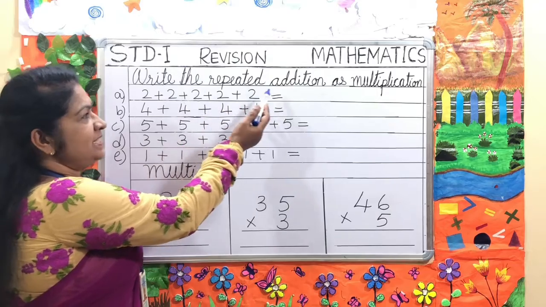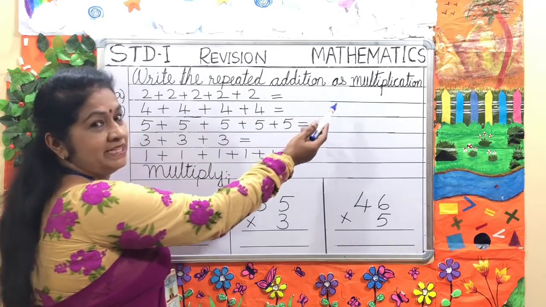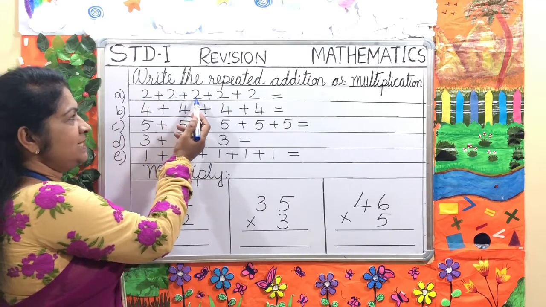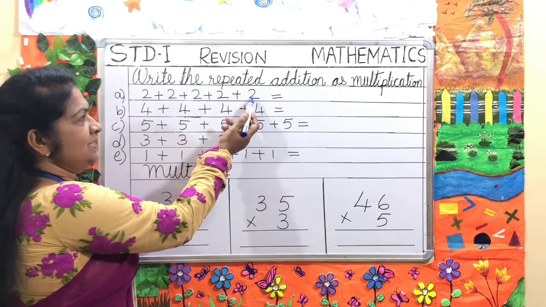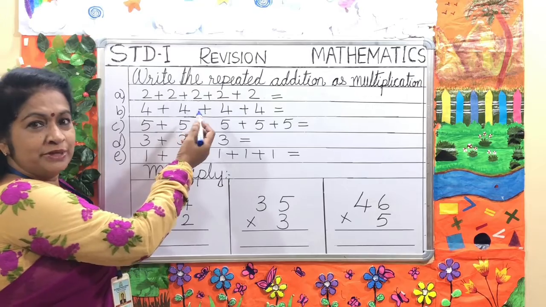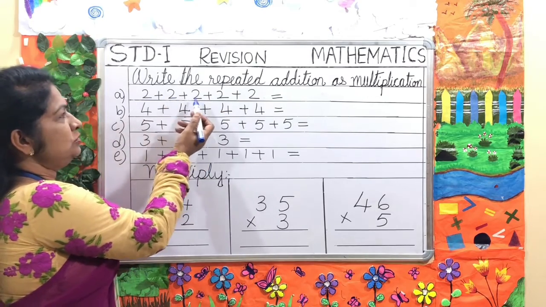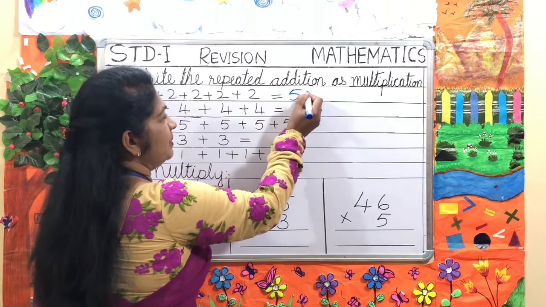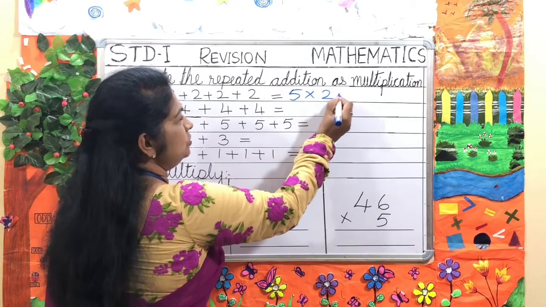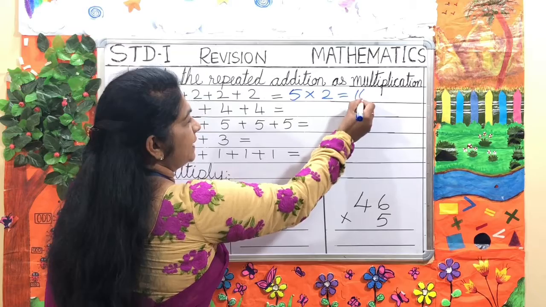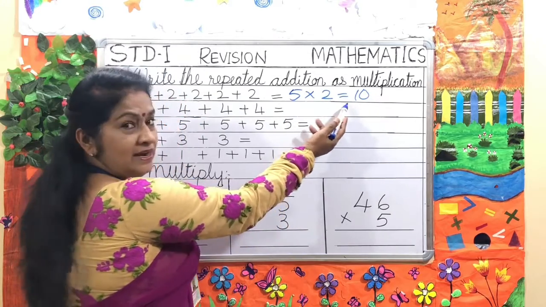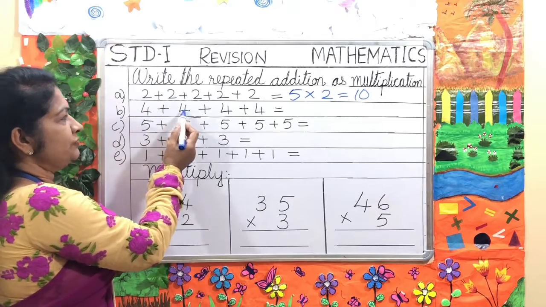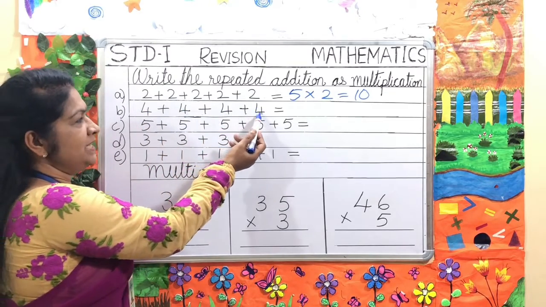Write the repeated addition as multiplication. The first one, 2 plus 2 plus 2 plus 2 plus 2. How many times is 2 written? 1, 2, 3, 4, 5. So 5 multiplied by 2 is equal to 10. 5 2s are 10.